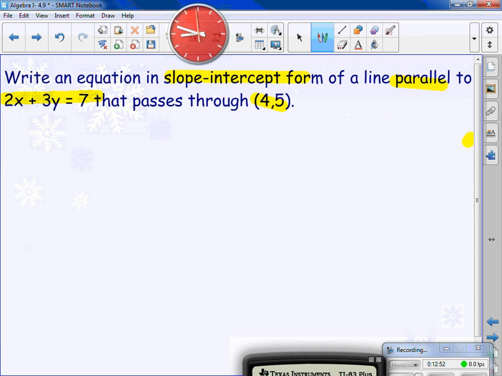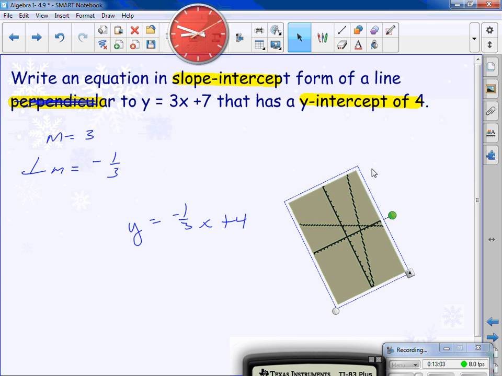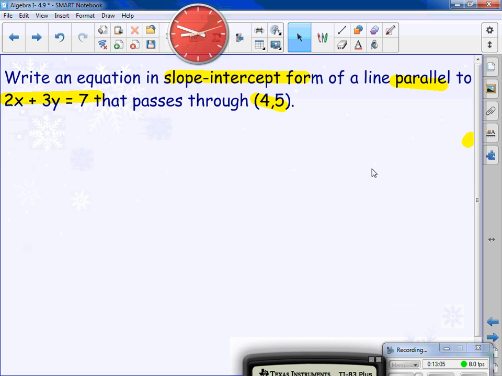What do I need to do first? Not find b. What did I have to do on this problem first? Find the slope. The first step in any problem should be find the slope. Is the slope right there for me? No. The slope is not just written, here's the slope, y equals mx plus b. I got to do a little bit of rearranging first.